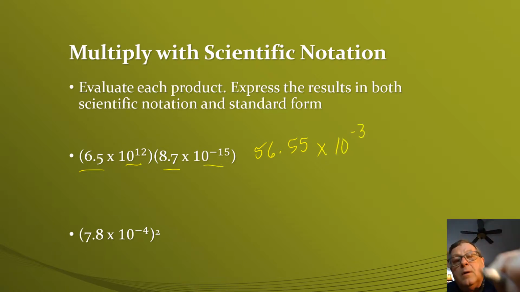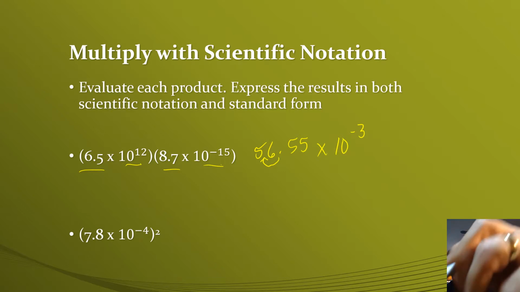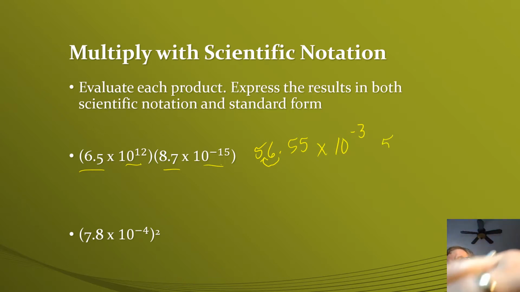But remember, I need to have my decimal after the first non-zero number, which means I'm moving that to the left one place. So therefore, when I write this in scientific notation, it's going to be 5.655 times 10 to the negative third, no, excuse me, to the negative second power.